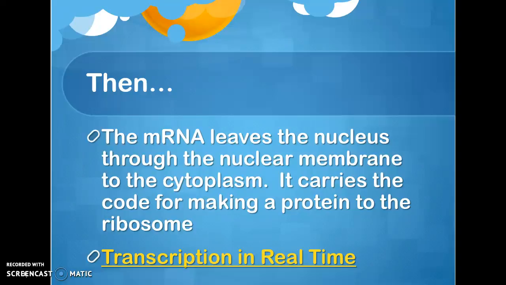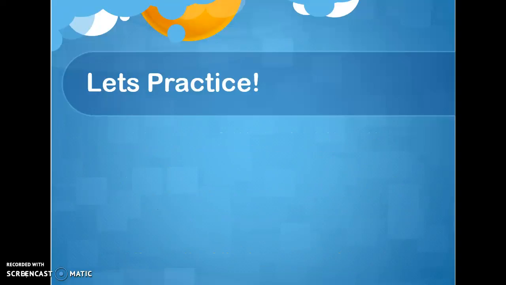Then we're going to actually practice what transcription is. So we know what it does. It makes mRNA from DNA. But let's see what it looks like. So I want you to write this down. TAC, CTT, GCA, TAT, CGC.